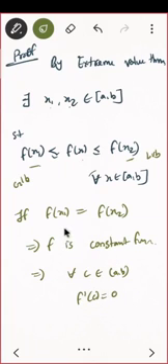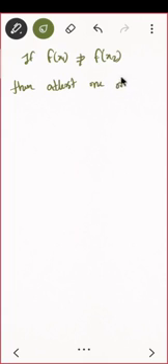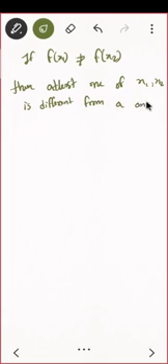The second thing I have to take is if f of x1 is not equal to f of x2, then what? That means if minimum and maximum are not same, then can I say this? Then at least one of x1, x2 is different from a and b. Can I say this? Think about this.